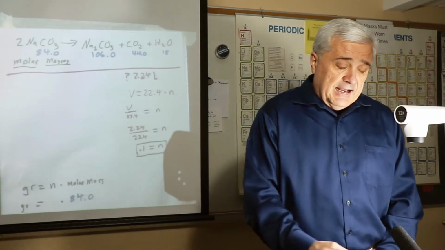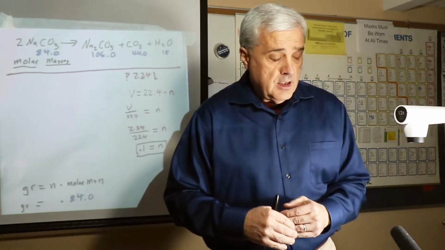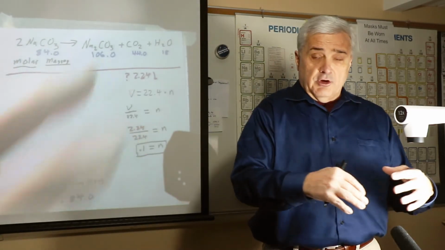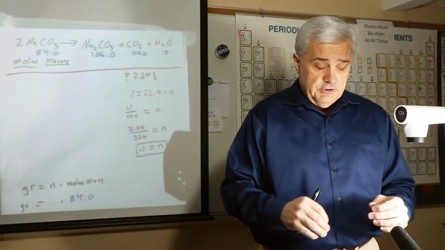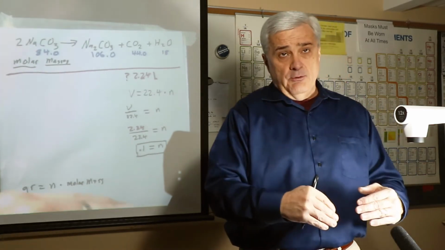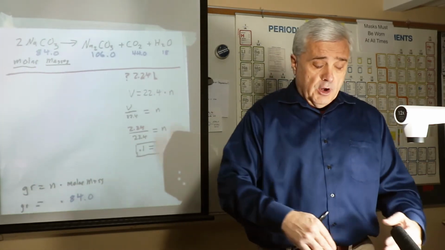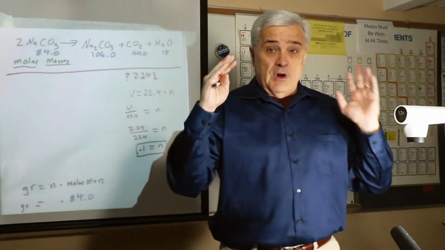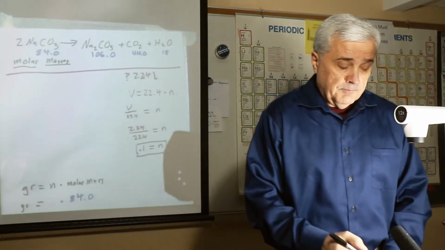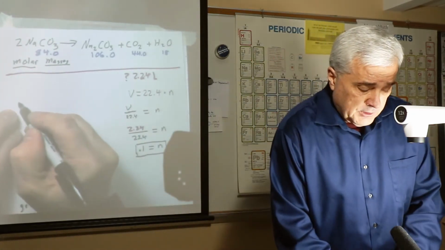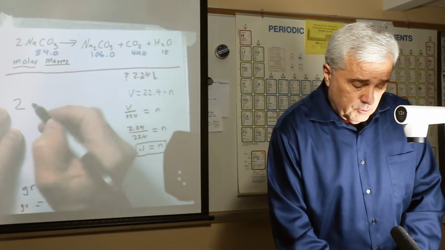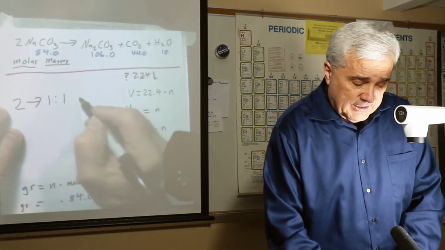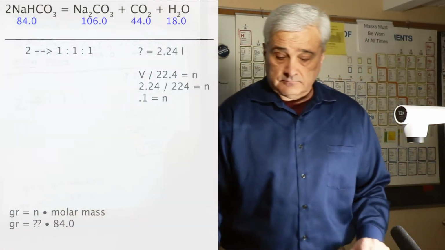In order to do that, I've got to go from the theoretical recipe, the ratio there, to a working recipe, a working ratio. What are we actually working with? So in order to get the recipe ratio, I take the coefficients. 2 moles of this will result in 1 mole of that, and 1 mole of that, and 1 mole of that.